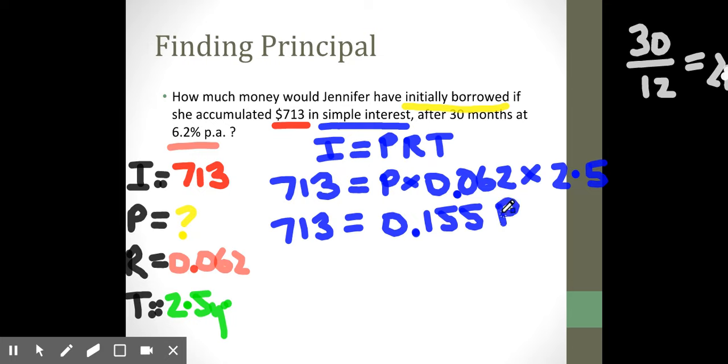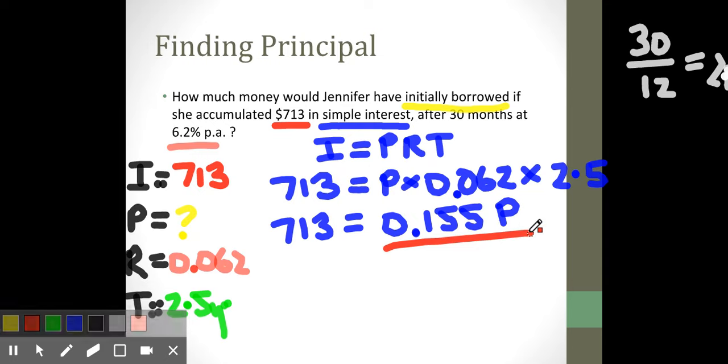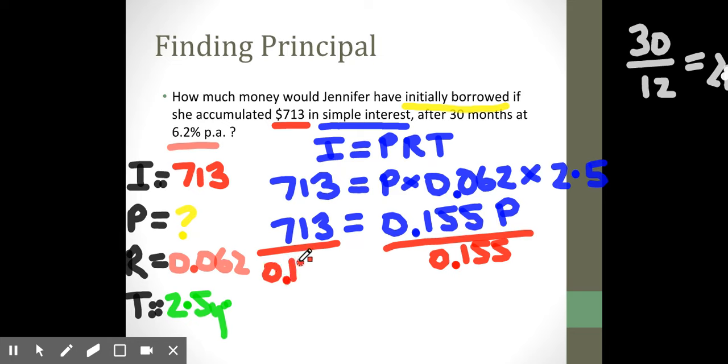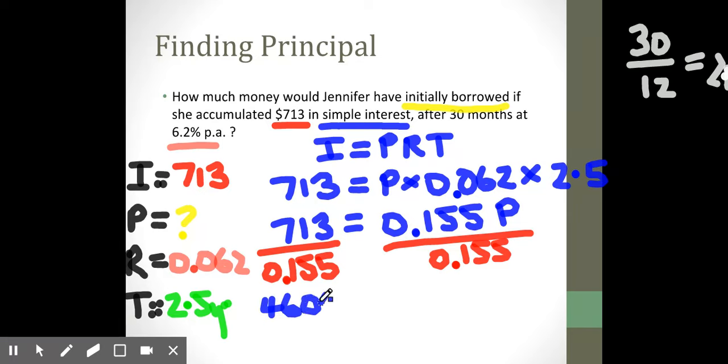Okay, now at the moment there's only one thing we don't know. We don't know P. So we're going to find P, it's being multiplied by 0.155. I'm going to divide this by 0.155. Anything I do to that side, I need to do to this side. And I'll use my calculator to figure that out. And I would get that 713 divided by 0.155 is 4,600, which equals P.